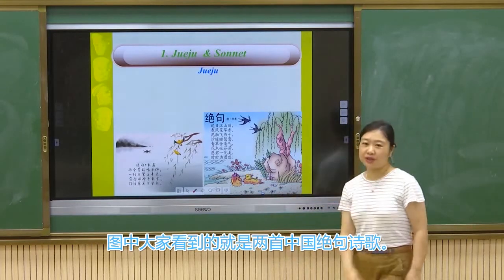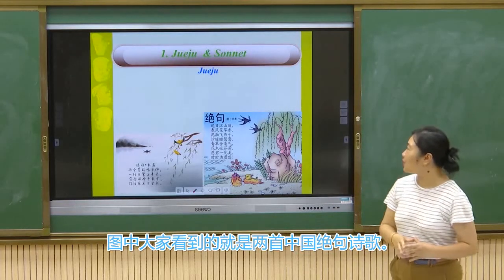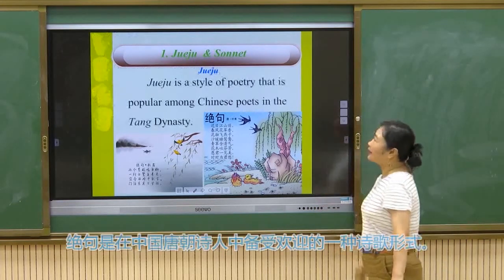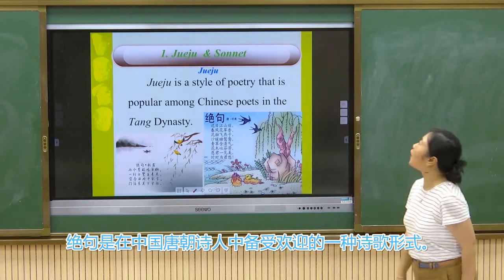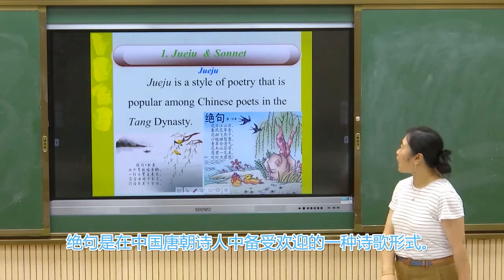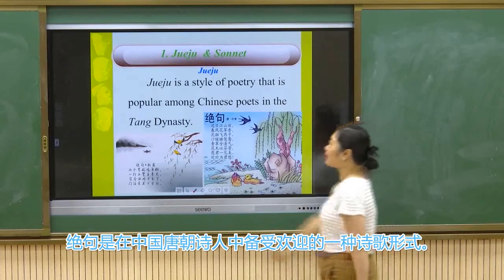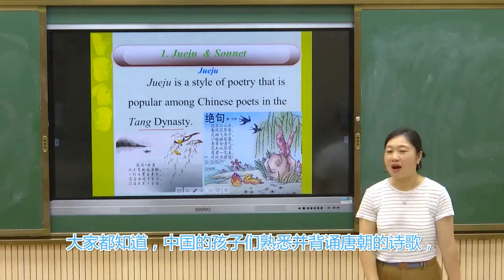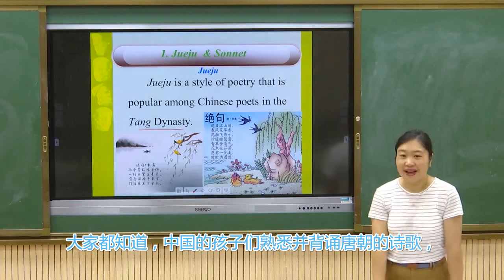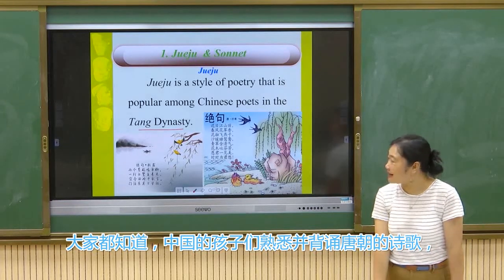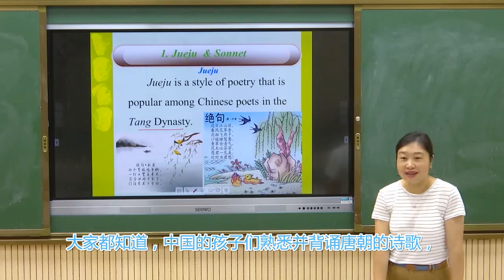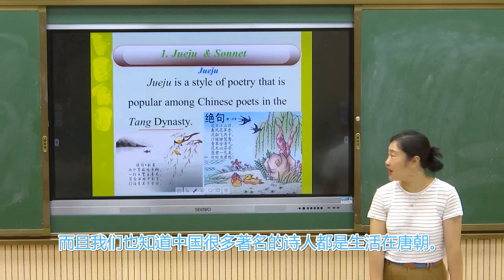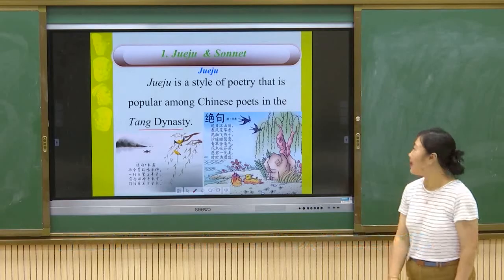And these two pictures show us two famous 绝句 poems. 绝句 is a style of poetry that is popular among Chinese poets in the Tang Dynasty. Yeah, we know in China, all children are familiar with or recite some poems written in the Tang Dynasty. And we know most famous Chinese ancient poets lived in the Tang Dynasty, right?